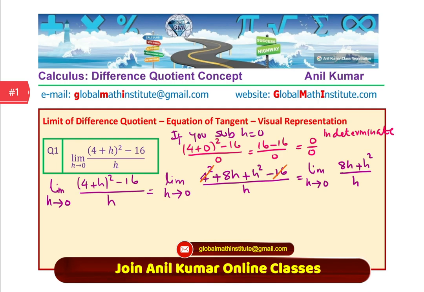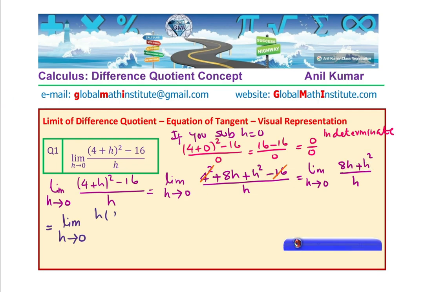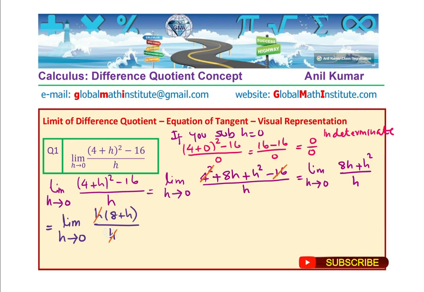So now we get this expression as equal to the limit as h approaches 0. You can factor out h now. You get h times (8 plus h) over h, and cancel h. So see, this was the factor which was making it 0 over 0. Do you understand this concept? And once you have cancelled that, now you can substitute h equals 0 and get your answer.